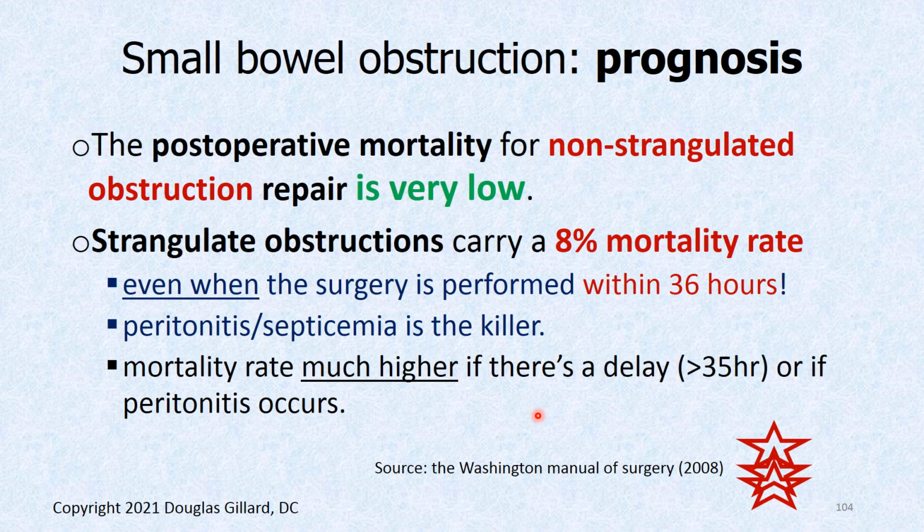What's the normal prognosis postoperatively? The mortality is very low for non-strangulated hernias, so probably under 1%. For strangulated hernias, it's about 8% mortality, even when the surgery is performed within 36 hours, though. Remember, we said if it goes after 36 hours, it's much higher, almost a third of patients will die.